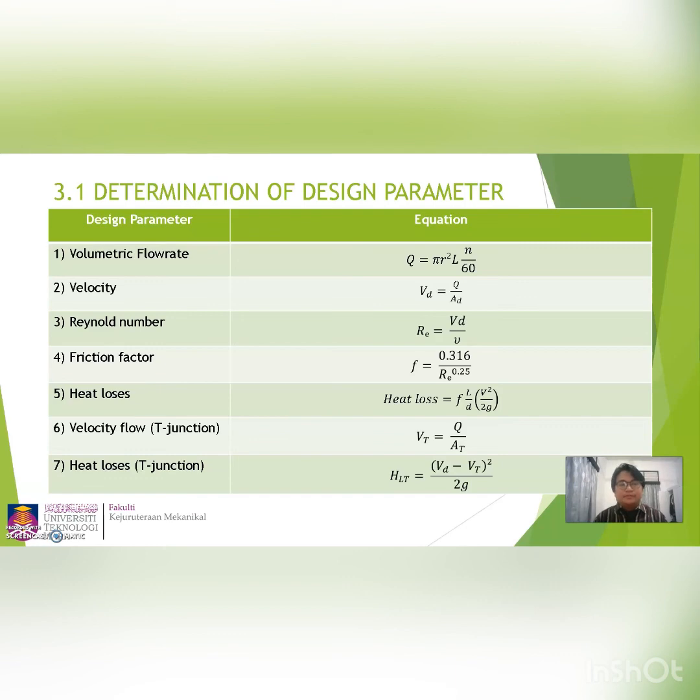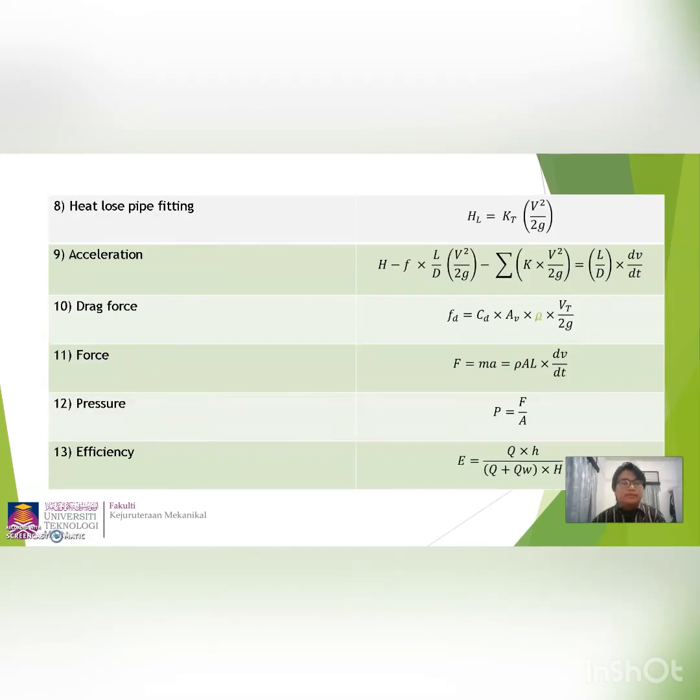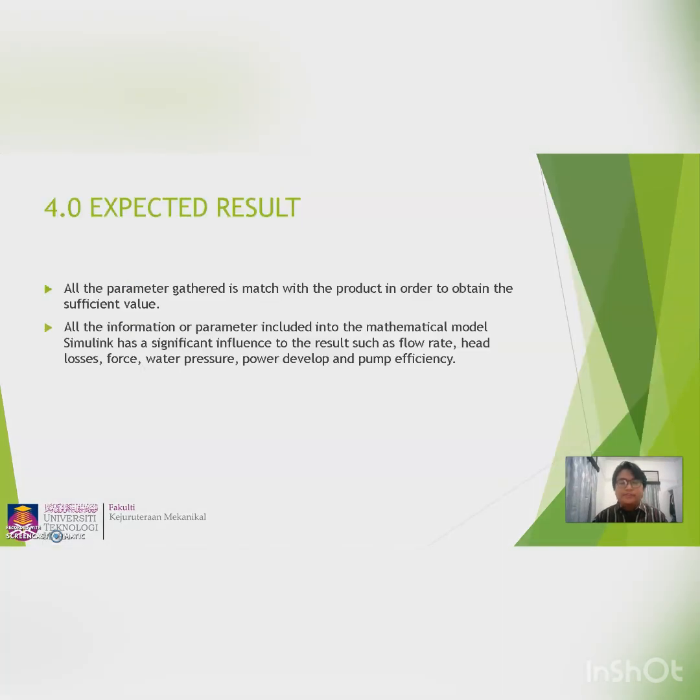Determination of design parameters. These are the design parameters for the hydraulic ram water pump: volumetric flow rate, velocity, Reynolds number, friction factor, head losses, velocity flow, T junction head losses, head loss in pipe fittings, acceleration, drag force, force, pressure, and efficiency.